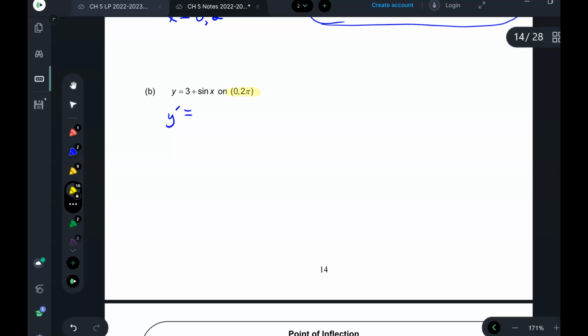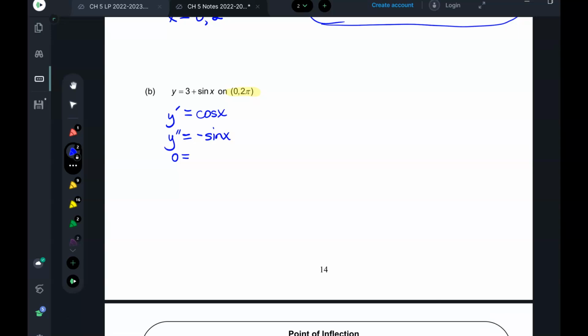This one we were given a domain, so just keep that in mind. Although the endpoints aren't included, which is fine. We're just looking from 0 to 2 pi. So the derivative of 3 plus sine x is just going to be cosine x. Second derivative is negative sine x. Okay, we want to find the critical points. We're looking specifically on the unit circle, but we're not including 0 and 2 pi, which means there's only one place that could be equal to 0, pi.